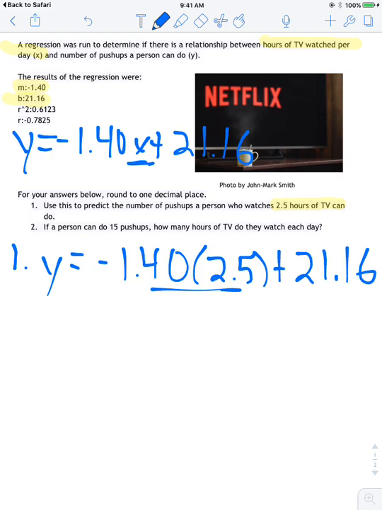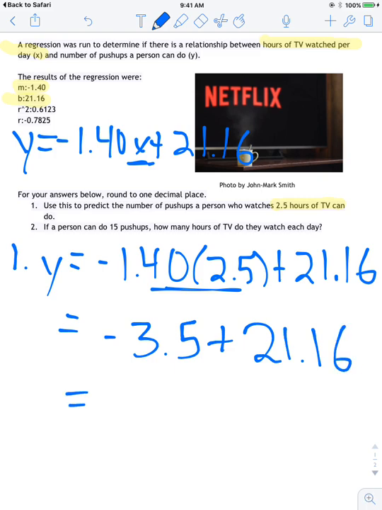Next step, you're going to multiply those two values together, which I'll just skip the multiplication and show you the answer is negative 3.5. You can just find that using a calculator. And then we still have to add the 21.16. So our next step, we have these like terms on the same side of the equal sign, so we'll combine them. So we'll add negative 3.5 to 21.16, and that gets us 17.66.